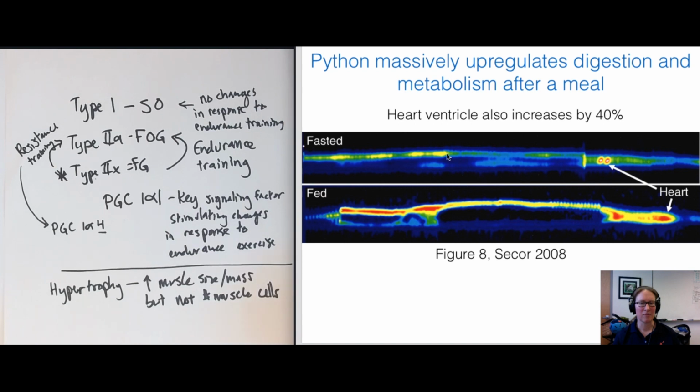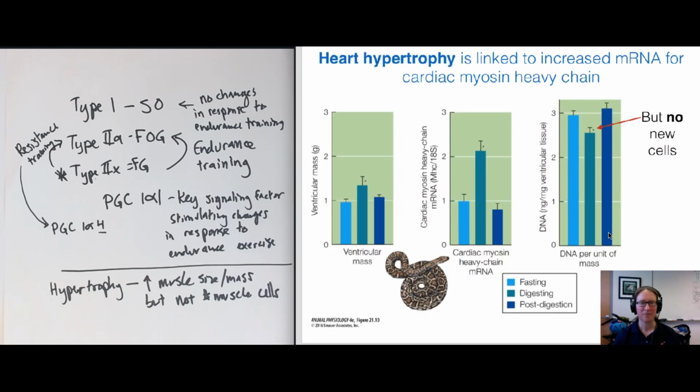So this is an image from that paper, first just showing us tissues in a fasted python relative to tissues in a fed python, right? And the structure over here on the right-hand side is the python's heart, right? So I hope you can appreciate this is major, major hypertrophy. And I also want to note that the physiologists that were studying this hypertrophy in pythons are just interested in understanding how on earth this is accomplished, because this is pretty incredible.